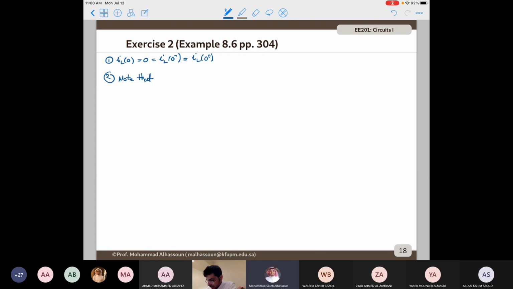Note that V equals L dI_L by dt. And we know that the voltage is exactly the same as the voltage across the capacitor. And we're told that there is no initial energy stored in the circuit, so the initial value of the voltage across the capacitor is 0, which means that the initial value of the voltage across the inductor is 0, which means the initial value of the derivative is also 0.